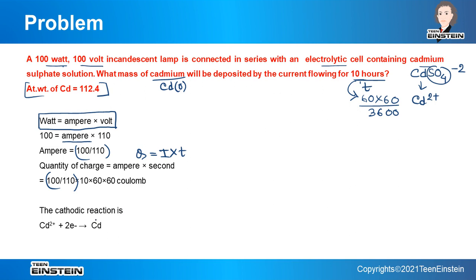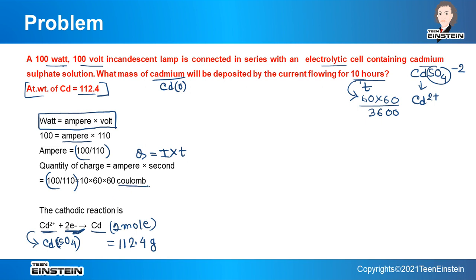Now the reaction here is Cd2 plus, which is present in CdSO4. From 2 plus it is reduced to Cd at the cathode. So when 2 moles of electrons are utilized, we get 1 mole of Cd. That means 1 mole Cd, looking at the atomic weight value, is equal to 112.4 gram. So to produce this amount of cadmium, we require 2 moles of electrons. That means we require 2 Faraday of charge.